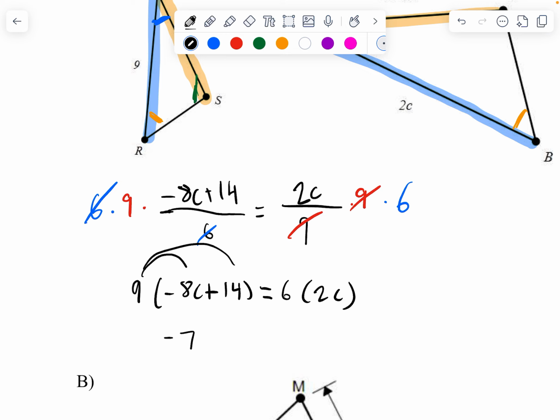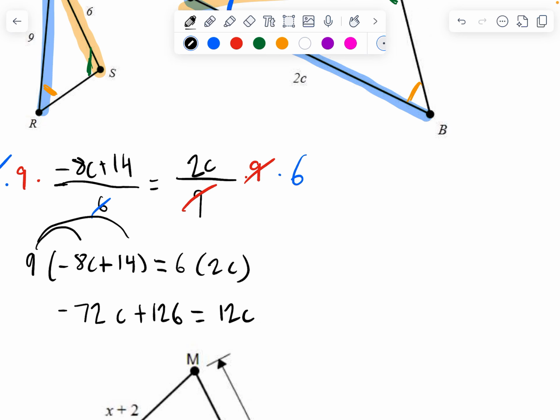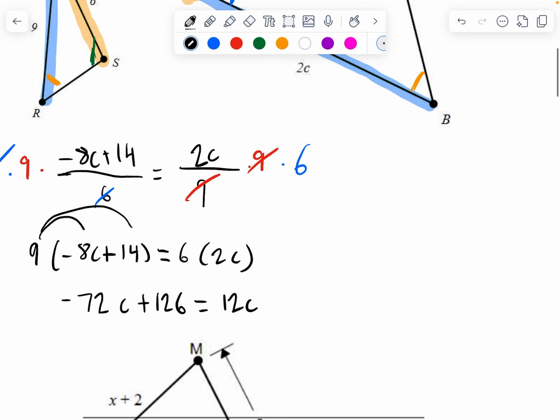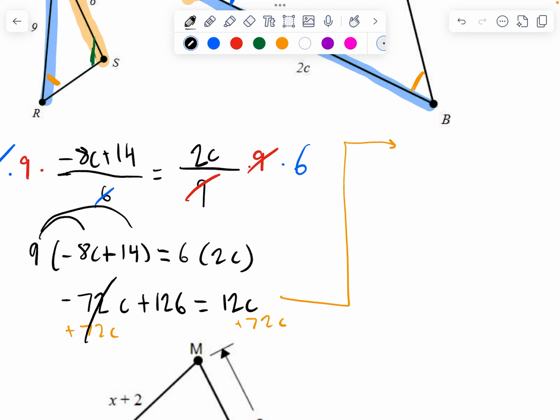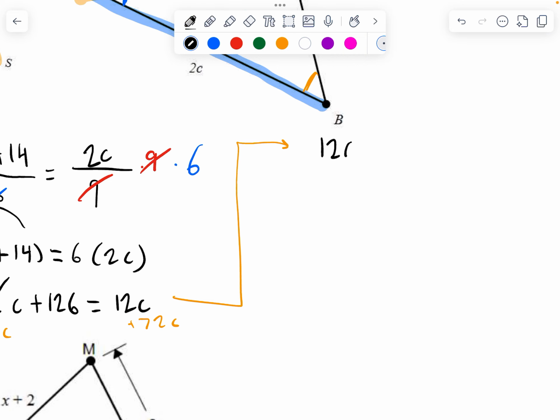So we get negative 72C plus, and then 14 times 9, I believe, is 126, equals, and then 6 times 2 is 12C. Now your goal is to get C equals, so we'll want to get all the C's on the same side. I'm going to add 72C as my next step. So on the left, my C's are gone, and we're left with just 126. On the other side, we now have 12 plus 72, which is 84C.